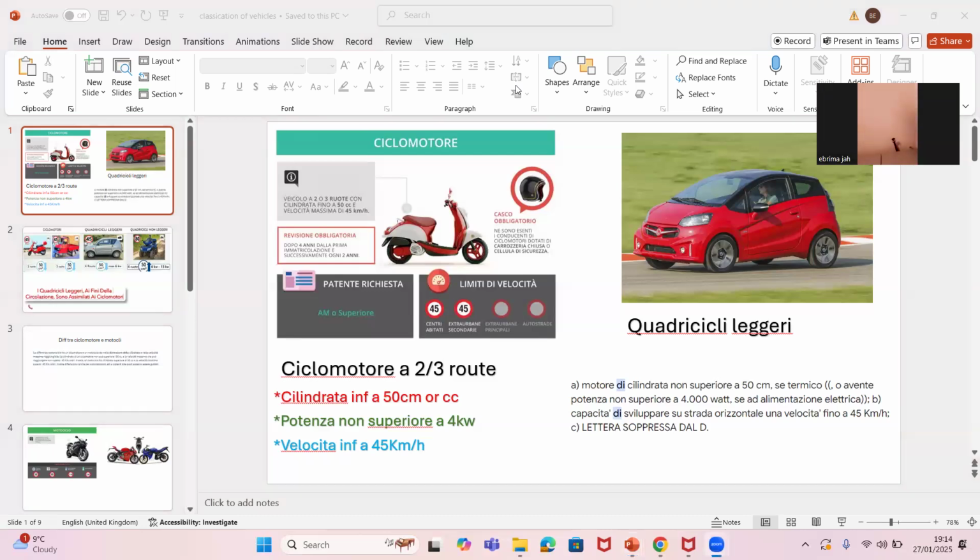The knowledge of today's lesson will help you when we get to the final exam in 4 months' time. It will even help you know which kind of patente you can use to drive a particular vehicle. Are you following me? Let us continue. What is the third characteristic?